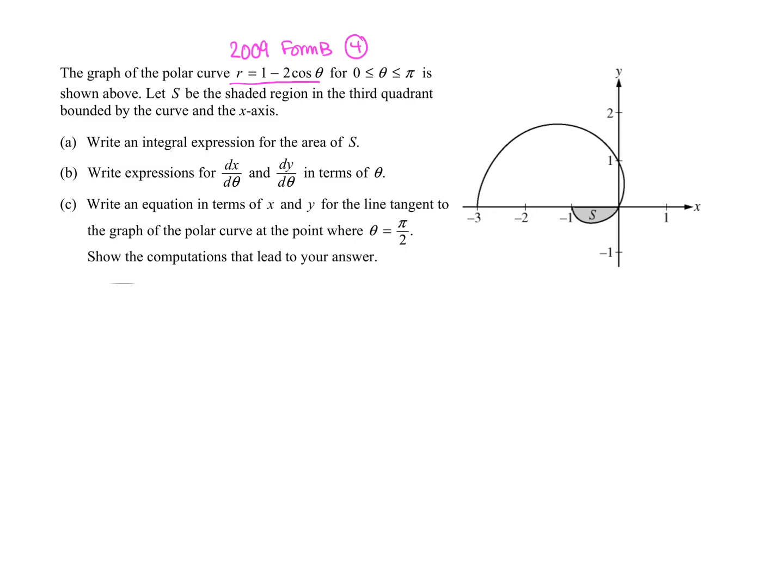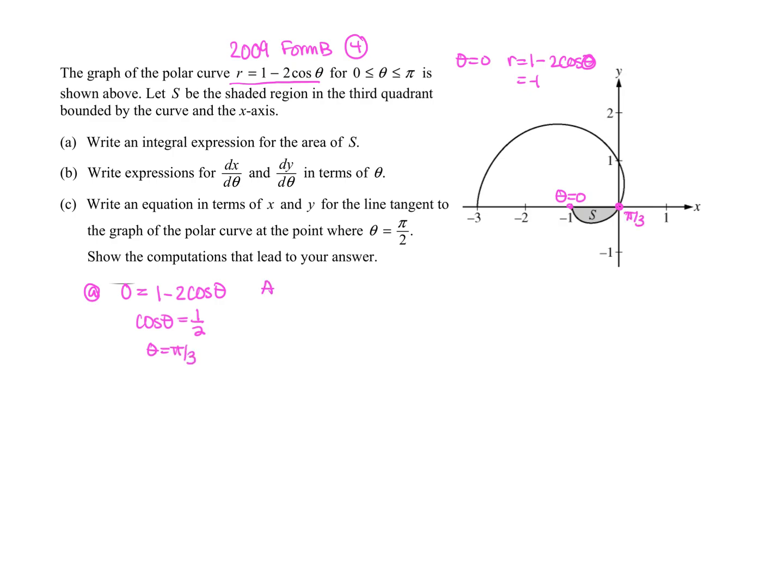So I know at theta equals 0, the polar curve is going to be at -1. So this is where we are at theta equals 0. We need to find the theta value that will cause the graph to go through the origin. We know the graph goes through the origin when r is equal to 0. So 0's got to be equal to 1 minus 2 cosine theta. So cosine theta has got to be equal to 1/2. So that theta value is going to be pi over 3.